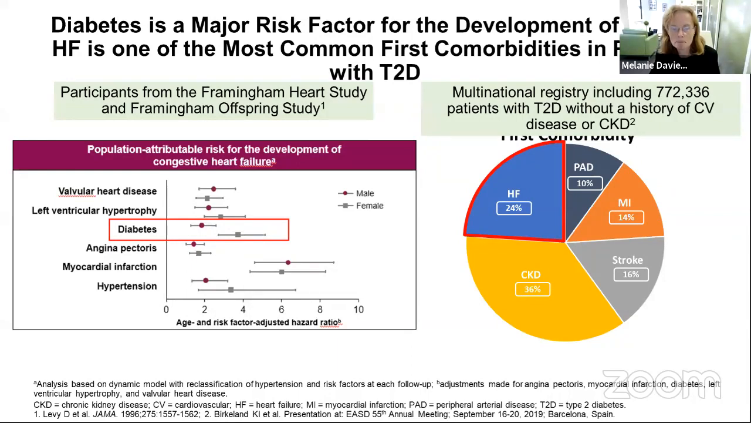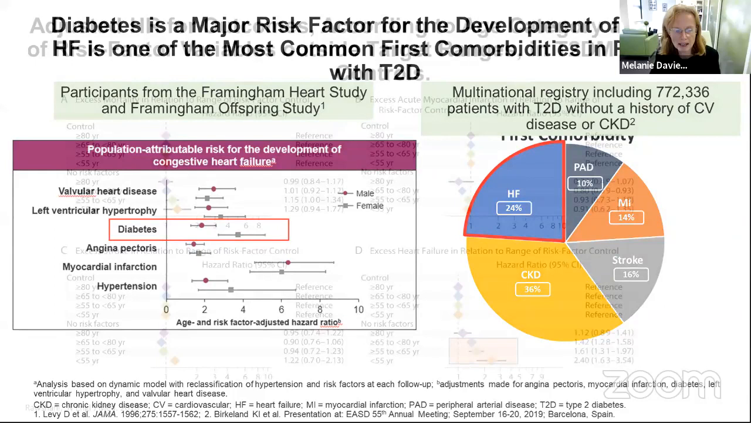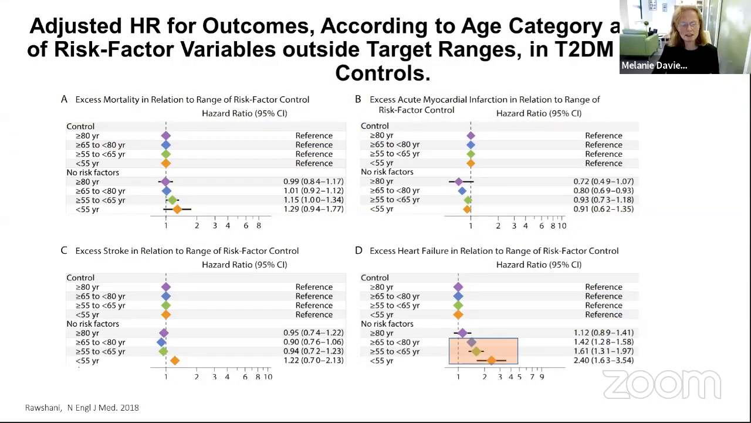Similarly, if we look at heart failure, we know that heart failure is one of the common first comorbidities in patients with type 2 diabetes, even compared to things such as MI or peripheral arterial disease. So heart failure is increased in patients with diabetes, both in men and women. And I think this is an important study. This was published in the New England Journal of Medicine.